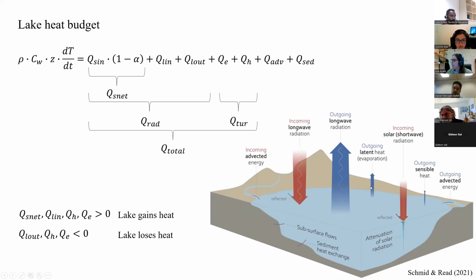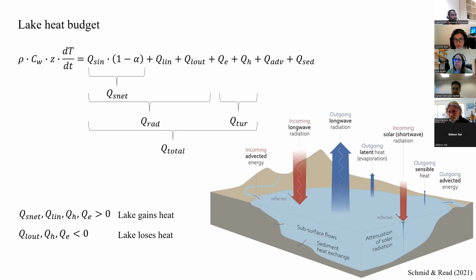So also we have latent and sensible heat fluxes, also known as turbulent heat fluxes. And these are bidirectional fluxes. The latent heat flux is the energy loss or gain due to evaporation and condensation, and depends on the vertical vapor pressure gradient at the air-water boundary. And the sensible heat flux is the transfer of heat via turbulent processes between the lake surface and the atmosphere, and depends on the vertical temperature gradient at that boundary.